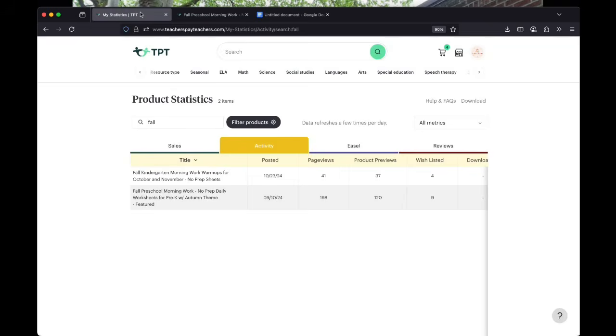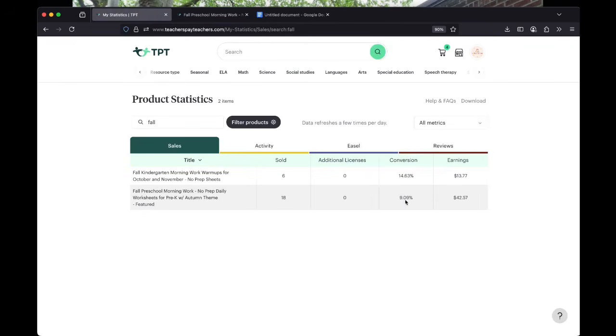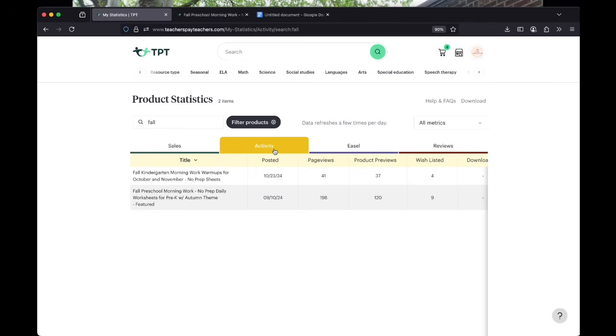If I were to just look at my conversion rate, I have a conversion rate of 9.09%, which for a $3 product is on the low end. I definitely want to do something to improve this conversion rate. It's just a matter of what. Now you can see this kindergarten morning work that is posted above it. It has a higher conversion rate, 14.63%. However, it only has 41 page views. So it's really just not anywhere near enough data for me to diagnose the issue.